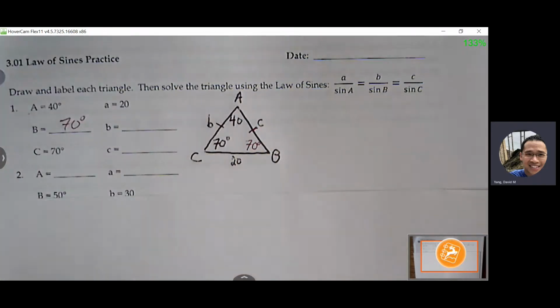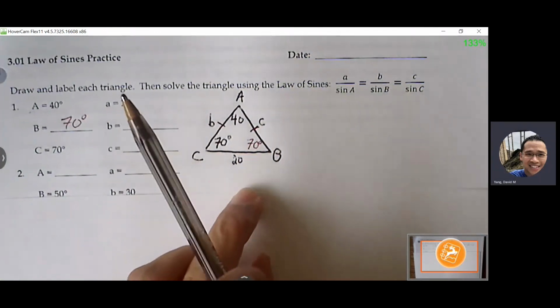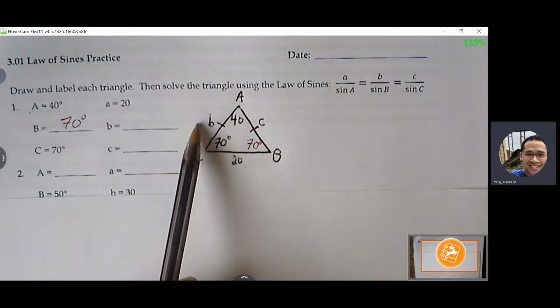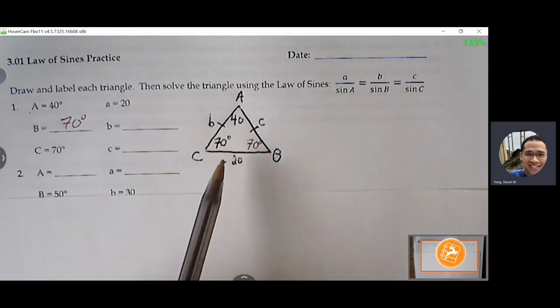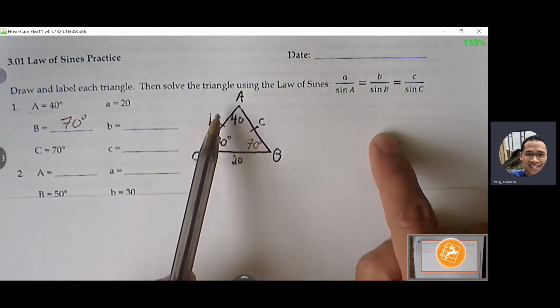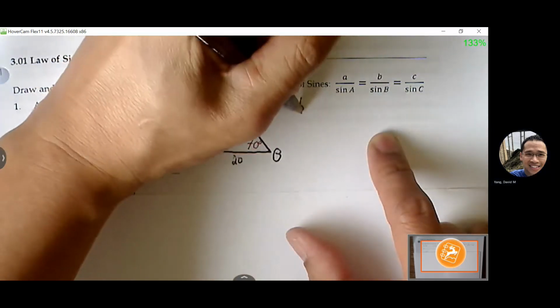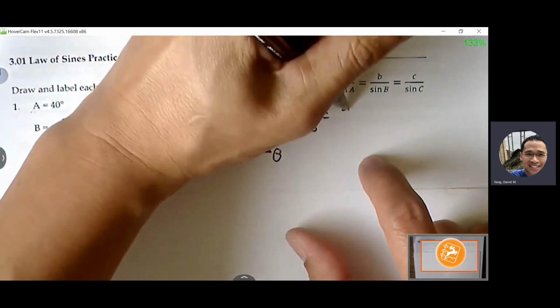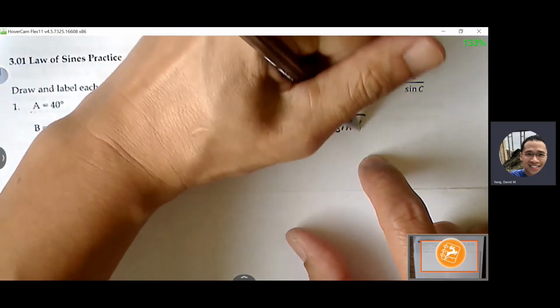Okay, so for this problem, we're always going to have to involve A over sine A. I'm going to target B first. The way I think is the cleanest way to do this is I want my missing variable on the left side. So I'm going to set it up this way: B over sine of B is equal to A over sine of A.